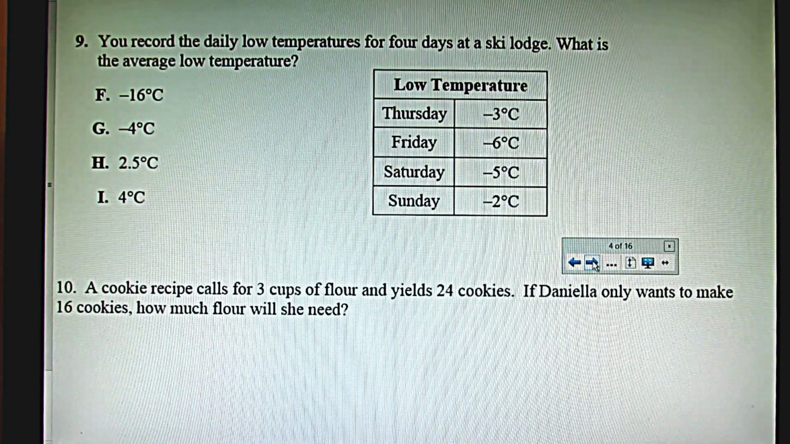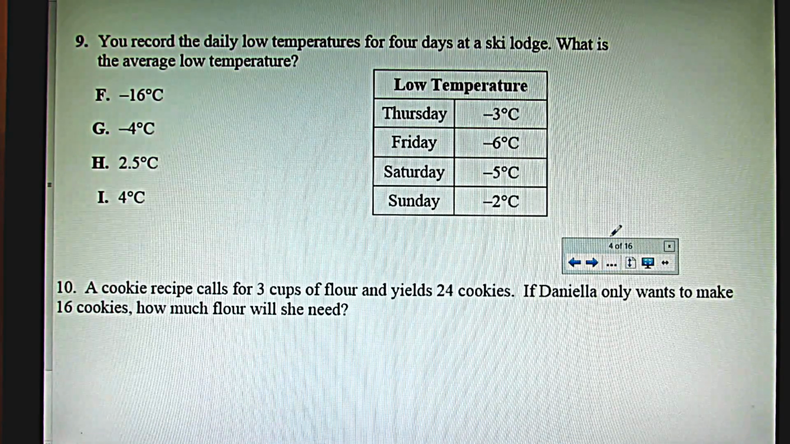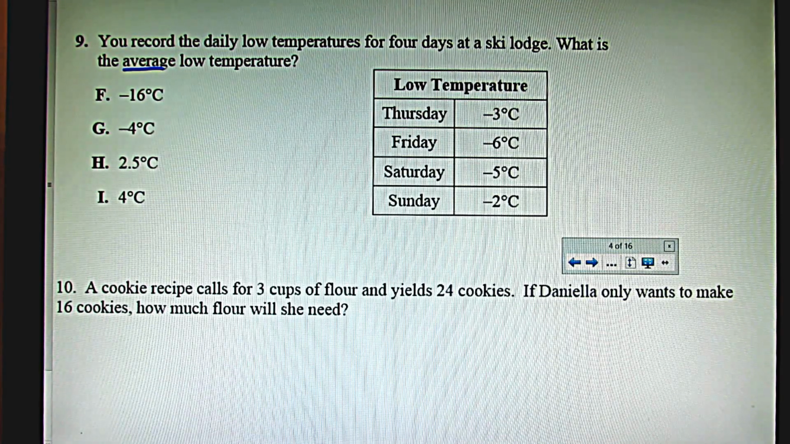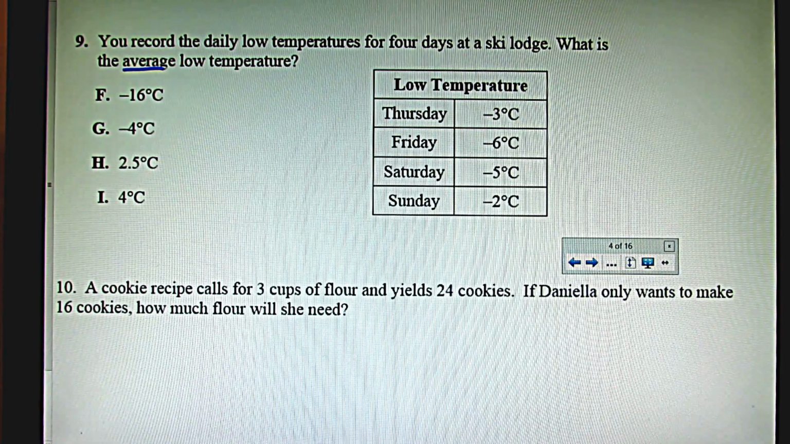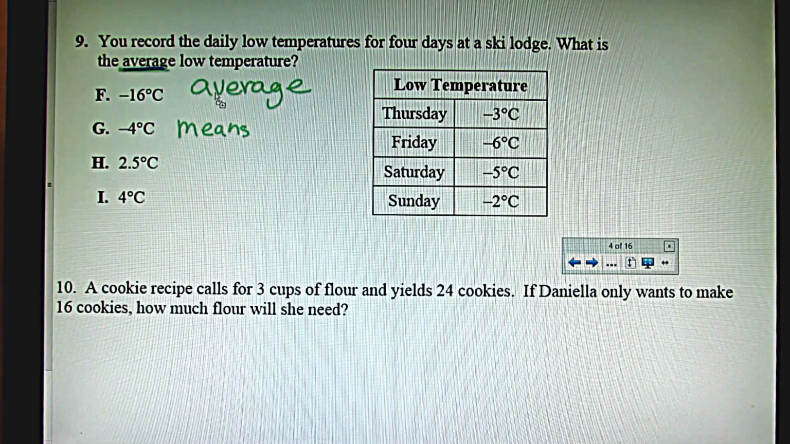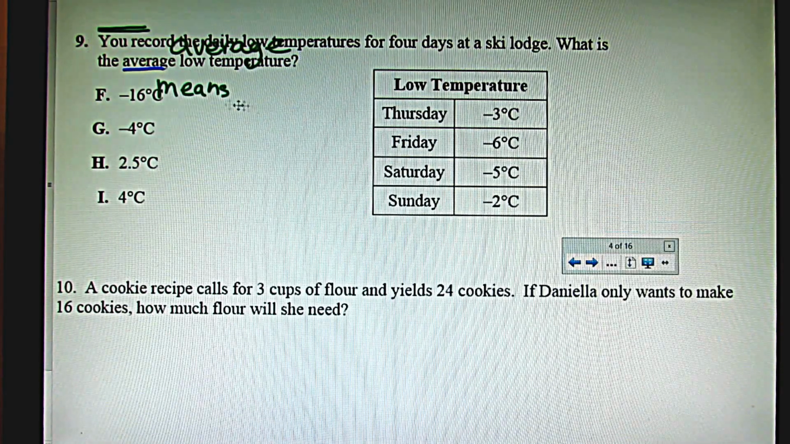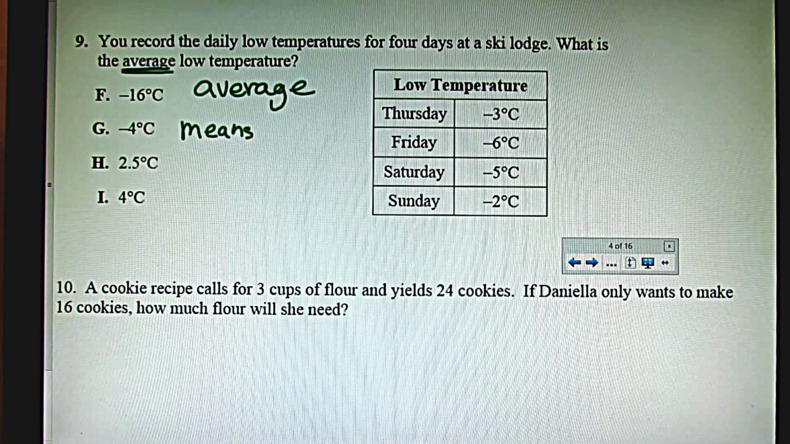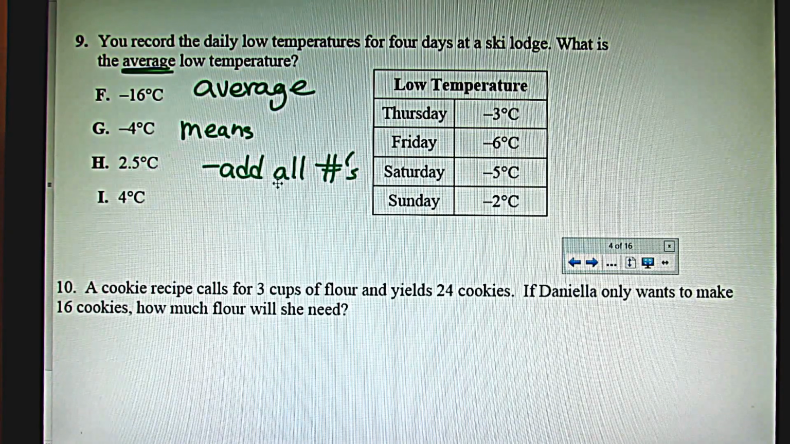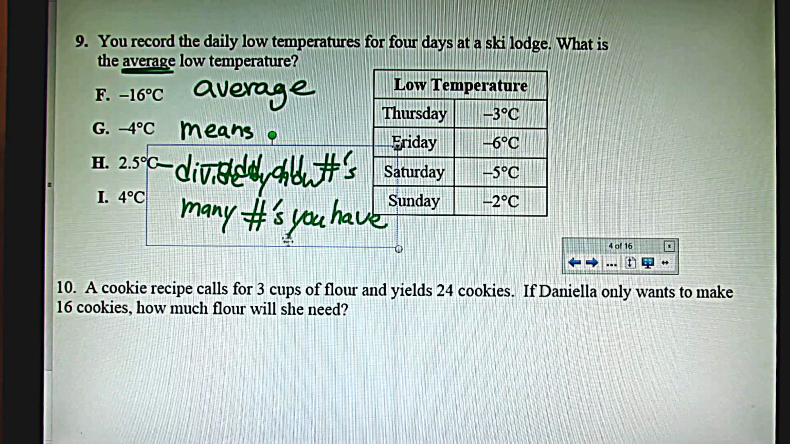Okay, number 9. You record the daily low temperatures for 4 days at a ski lodge. What is the average low temperature? Okay, the word average means a few different things. To find someone's average, you have to add. The word average means that you have to add all the numbers up and divide by how many numbers you have.